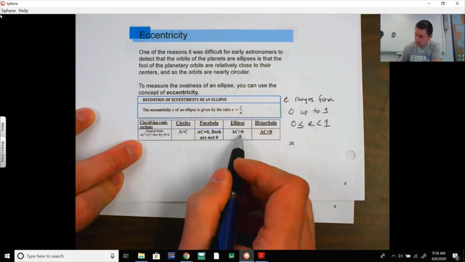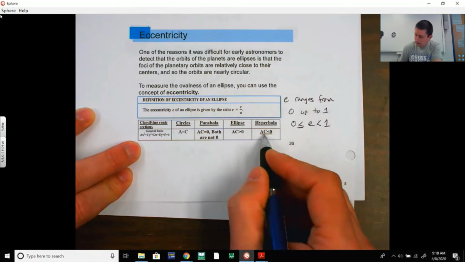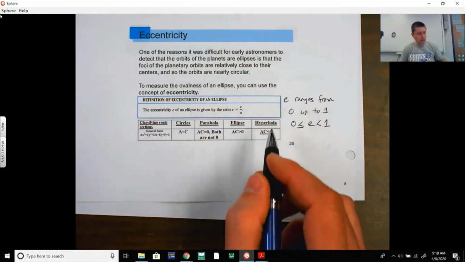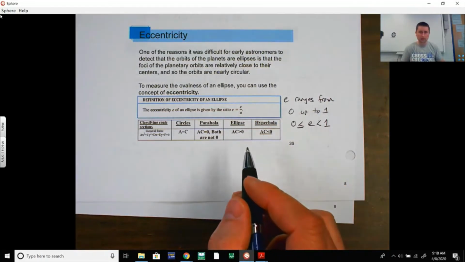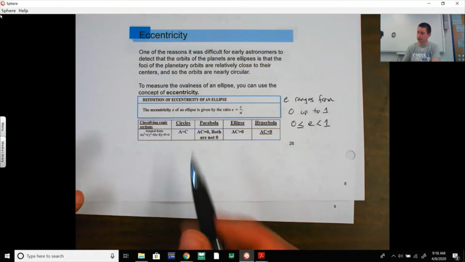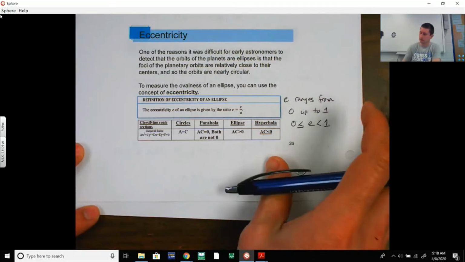If A times C is positive, you're going to have an ellipse. And if A times C is negative, you're going to have a hyperbola. We'll look at that next. And again, this is just taken from that chart that I encourage you to print off if you have that opportunity.